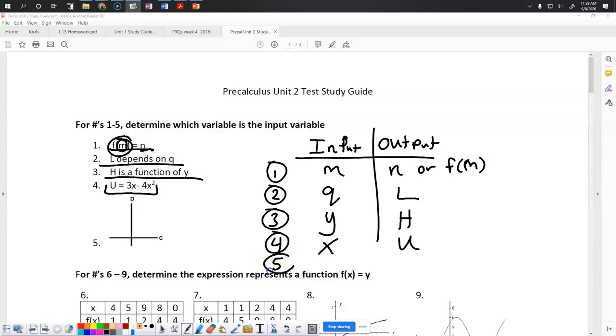On number 5, whenever you're trying to find out which one is the input and output, the input is the one that's always on the horizontal axis. The output goes on the vertical. And so that's how we can kind of tell.